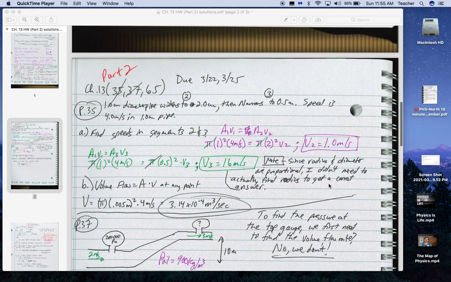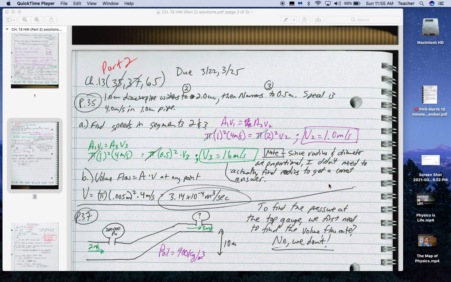For problem 35, this is an example of, again, a 1 centimeter pipe that widens to 2 centimeters, then narrows to 0.5 centimeters. The liquid flows through them at 4 meters per second at first. What are the speeds in the second and third segments? Well, you can think about this proportionally if you want.